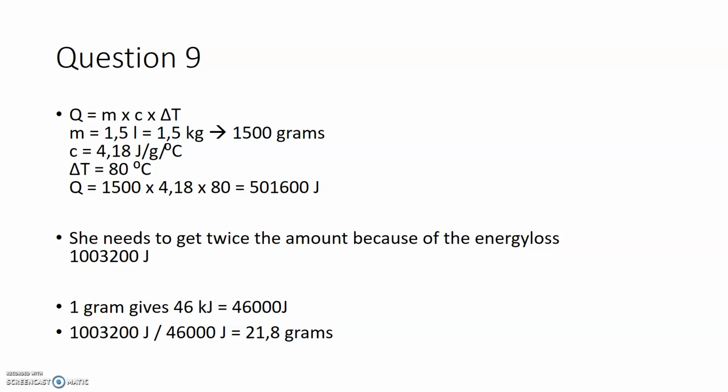These are the answers for questions 7, 8, and 9. If you're looking for more steps or you think these questions are a little bit tough, please send me a message through Magister or pause the video a couple of times and then you can see the different answers.